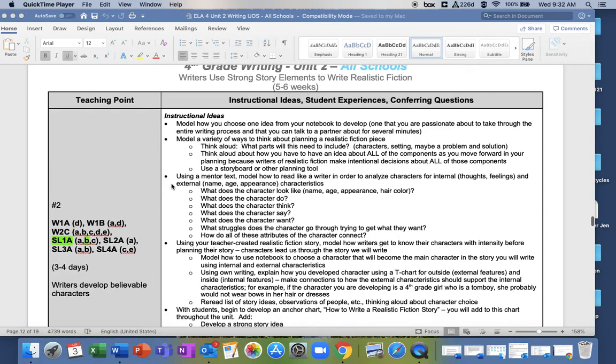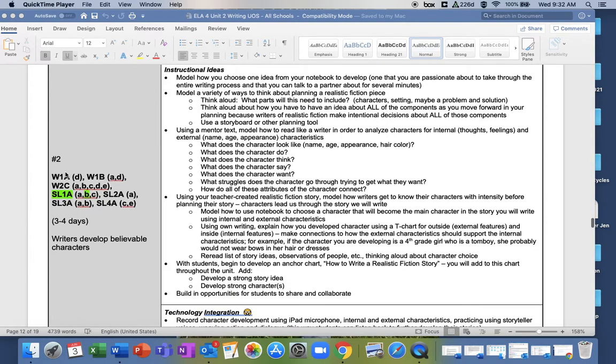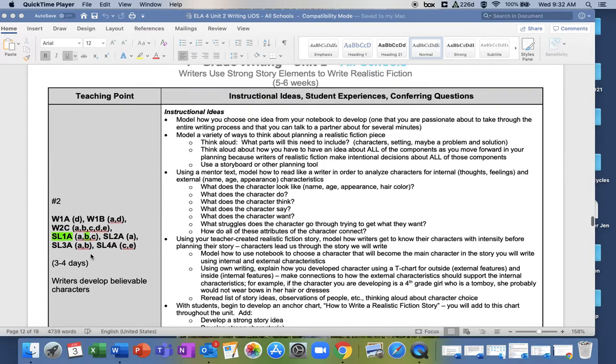And as we continue to scroll down, we are now on to teaching point 2. Again, here are your standards. Here's the approximate number of days, and here's what we're asking students to be able to do during this teaching point.